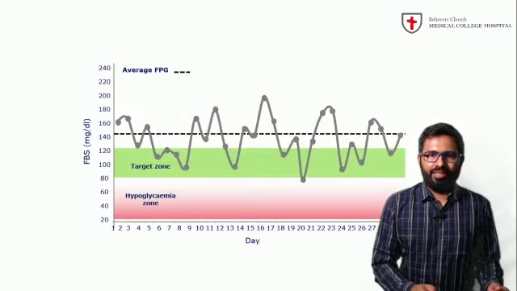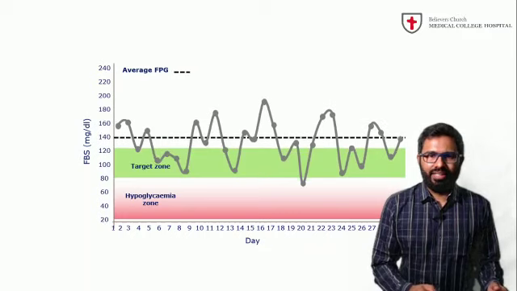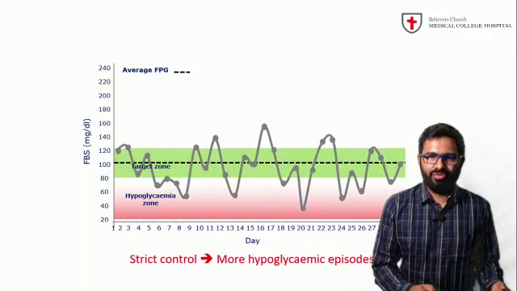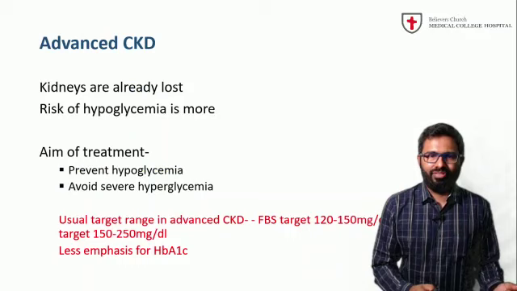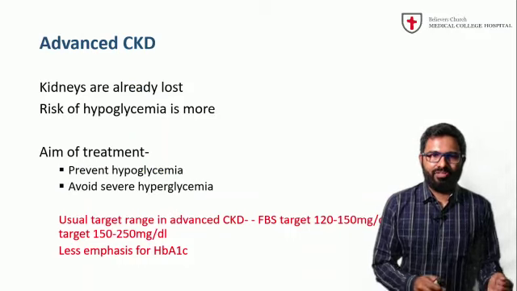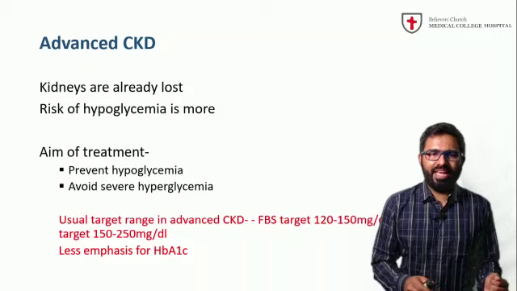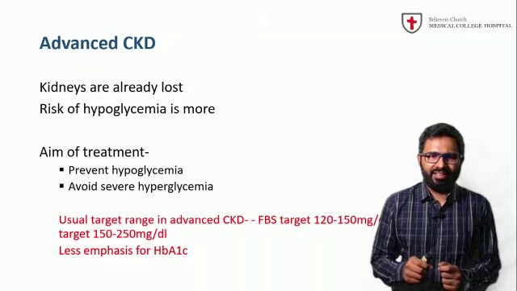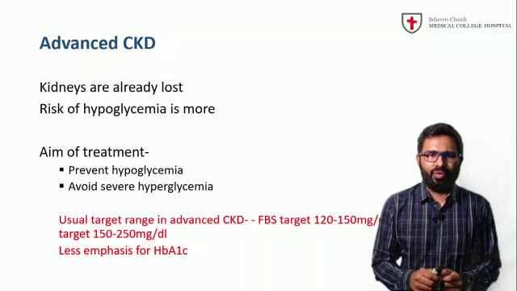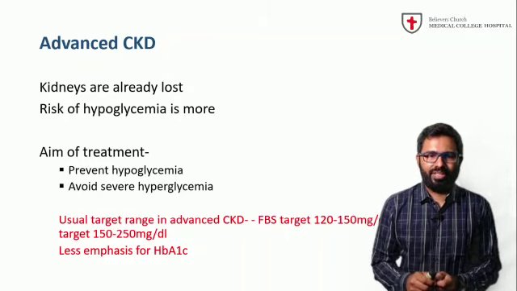And what will happen if we increase the insulin dose for a strict control? It results in more hypoglycemic episodes. We are not very keen for this strict control. So kidneys are already lost, risk of hypoglycemia is more. So our main aim is to get a reasonable blood sugar control without developing hypoglycemic episode.